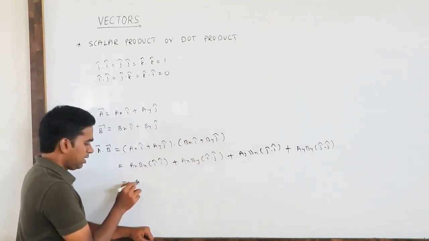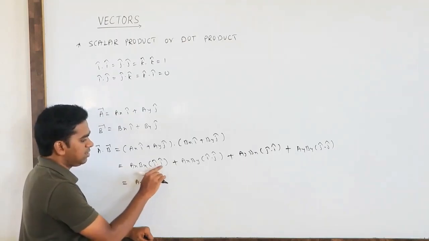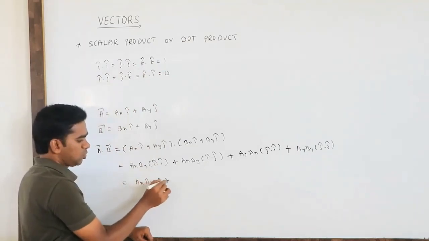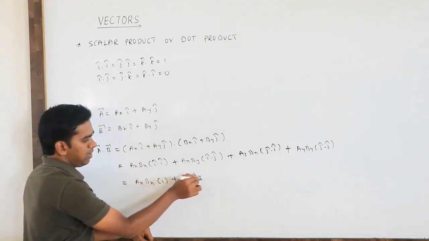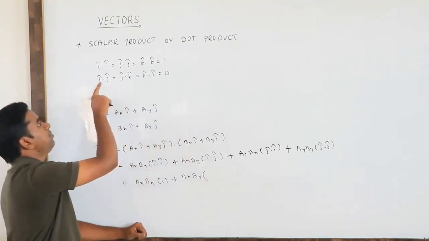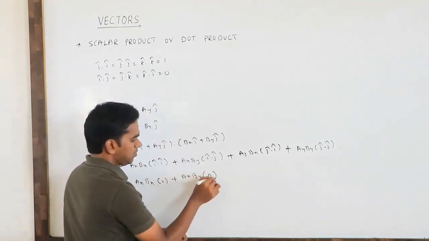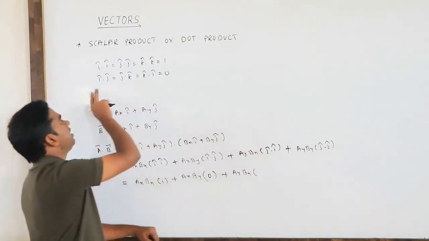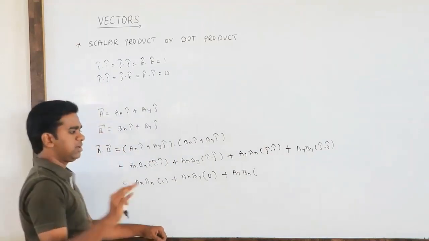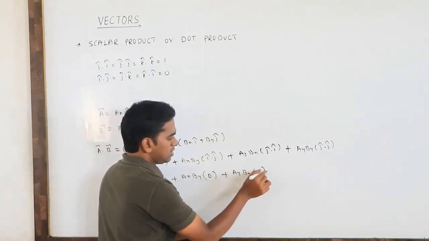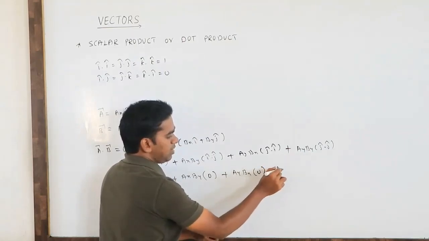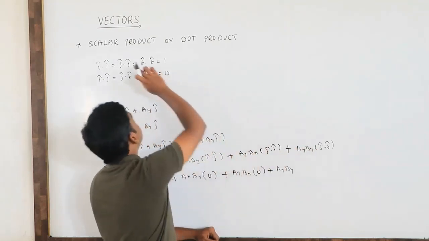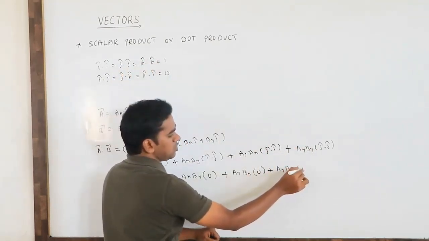Now ax bx I will write. What is I cap dot I cap? I cap dot I cap is going to be 1. So 1, plus ax by I cap dot j cap. I cap dot j cap is going to be 0. Plus ay bx j cap dot I cap. I cap dot j cap or j cap dot I cap, both make 90 degrees only, so that is also going to be 0. Plus ay by j cap dot j cap. What is j cap dot j cap? J cap dot j cap is going to be 1.